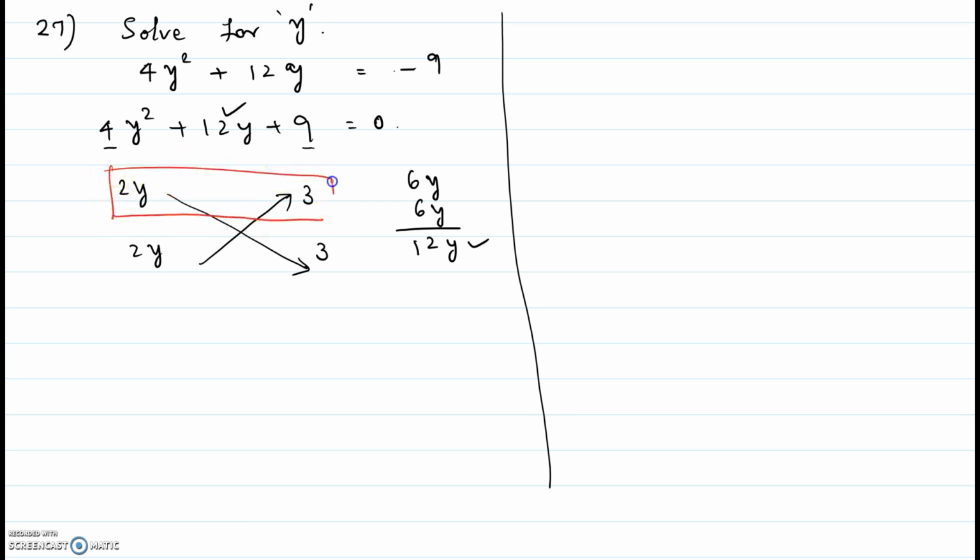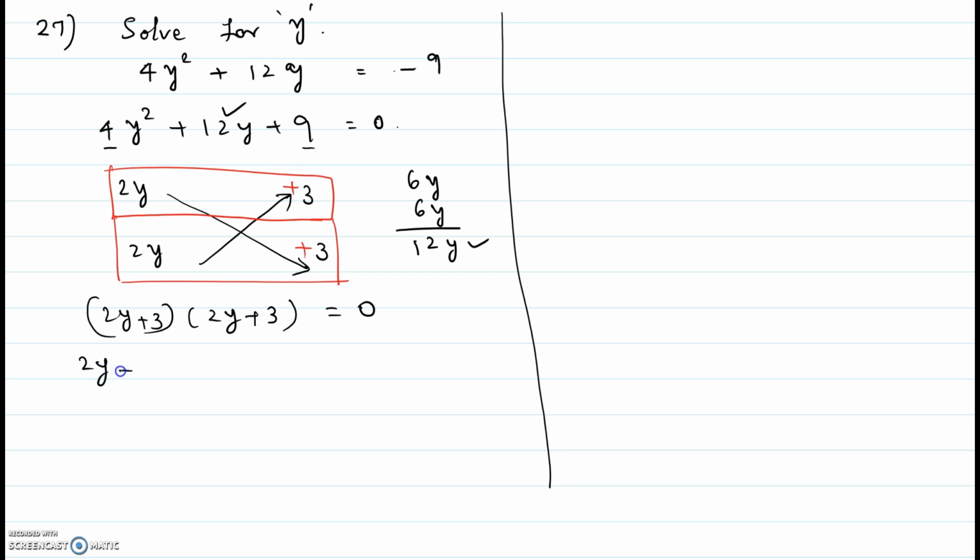And I just box this one with the plus in front because plus 3 was multiplied to get 9. So 2y + 3. So you get (2y + 3)(2y + 3) = 0 on the right-hand side. So 2y + 3 = 0, which will mean y = -3/2. That is a solution to the problem. So this is one way of doing the factoring.